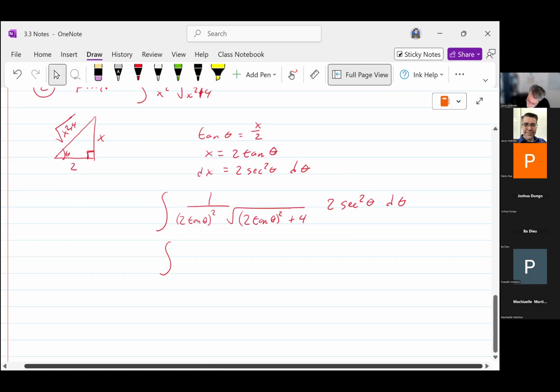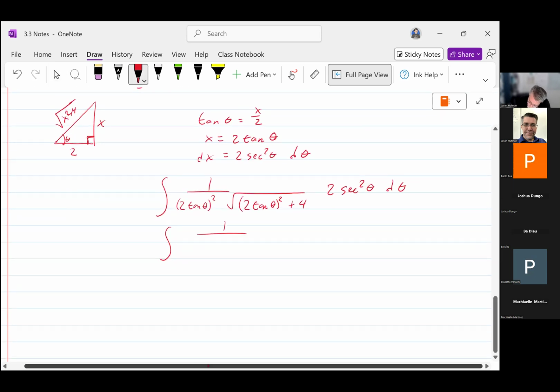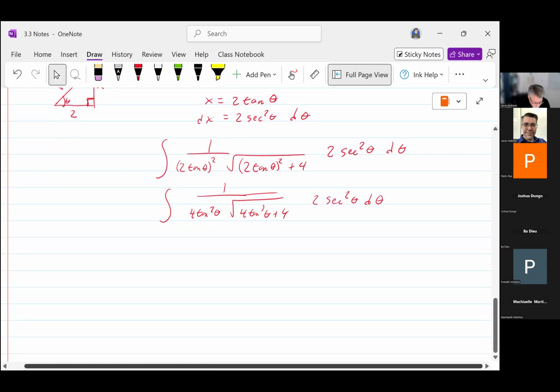Now I'm going to square this out and factor to get 1 over 4 tangent squared theta times the square root of 4 tangent squared theta plus 4, times 2 secant squared theta d theta. Okay, and then we've got the integral. I'm going to factor out this 4 on the bottom, this one and this one. So we've got 1 over 4 tangent squared theta times the square root of 4 times tangent squared theta plus 1, times 2 secant squared theta d theta.